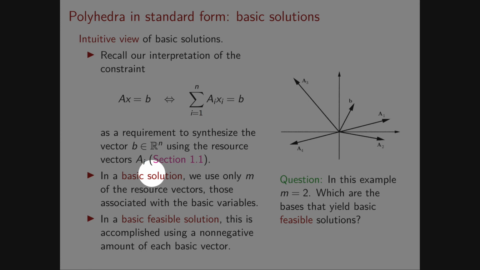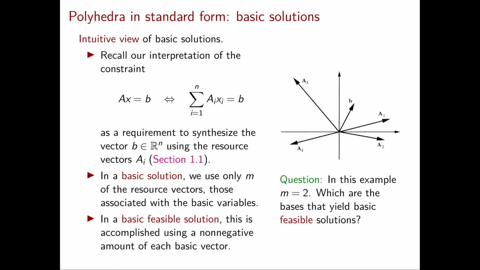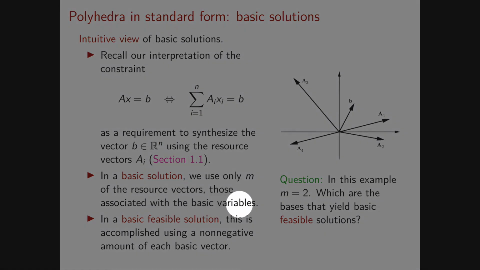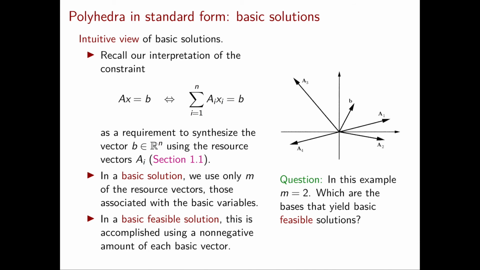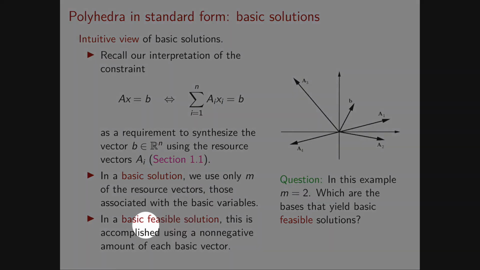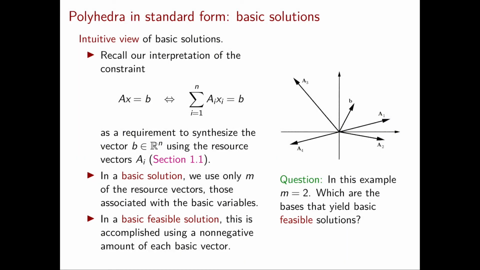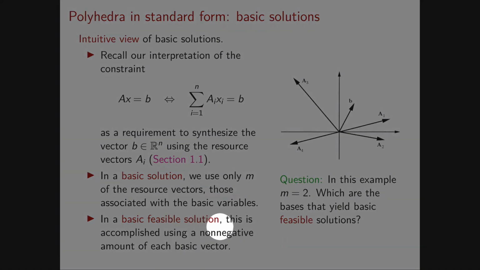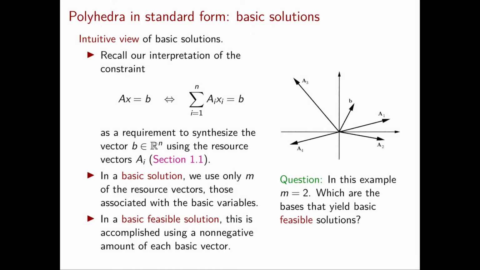Now, in a basic solution, we are only allowed to use m of the resource vectors, which are those associated with the basic variables. This is because the non-basic variables are all set to 0. Furthermore, in a basic feasible solution, we have one additional restriction, namely that we can only use non-negative amounts of each basic vector. Let's see an example.